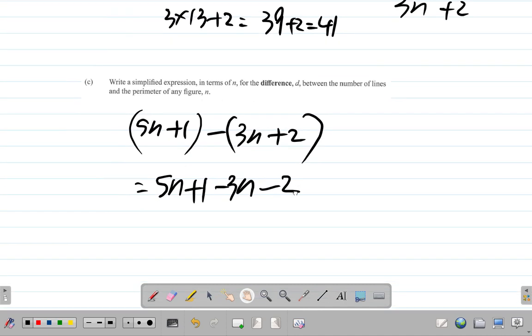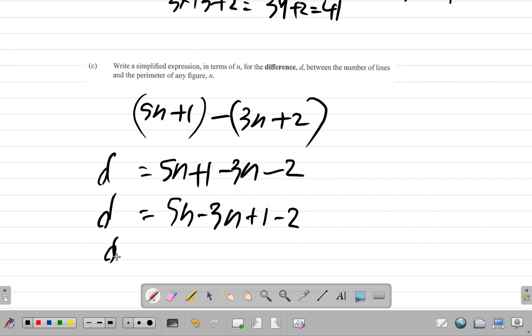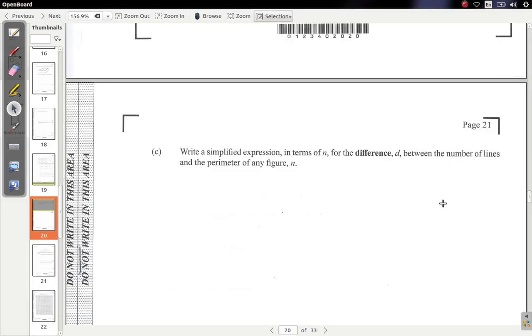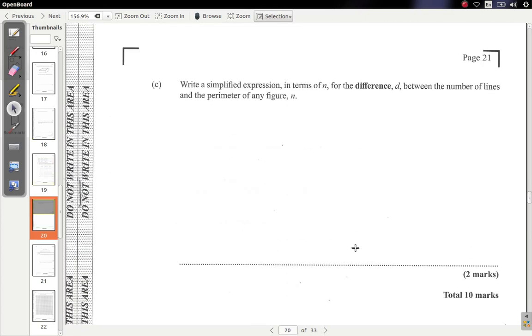So what do you do now? Put the like terms together. 5n minus 3n, and 1 minus 2. So d equals 5n minus 3n, which is 2n, and 1 minus 2 is minus 1. So d equals 2n minus 1. Right? Alright, good. So question 7 is done. We move on to question 8 next time.